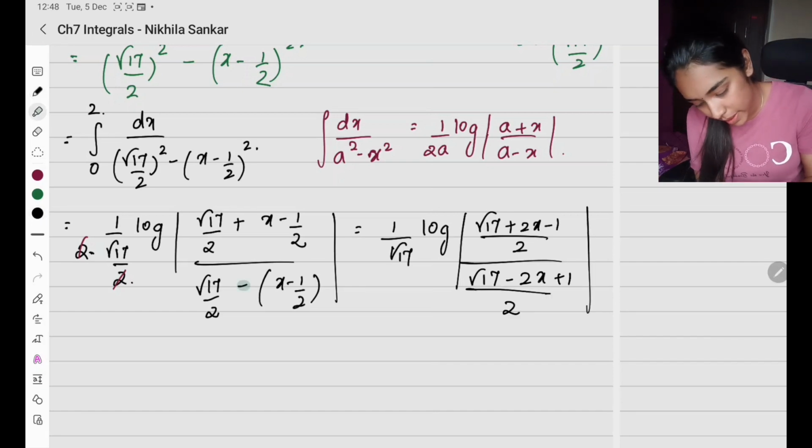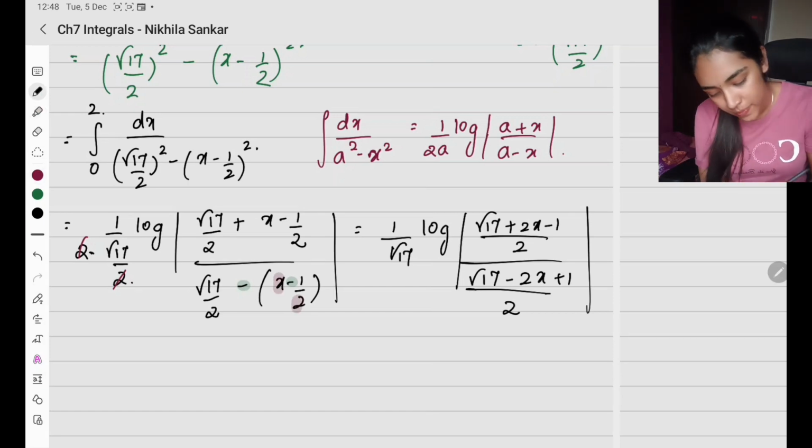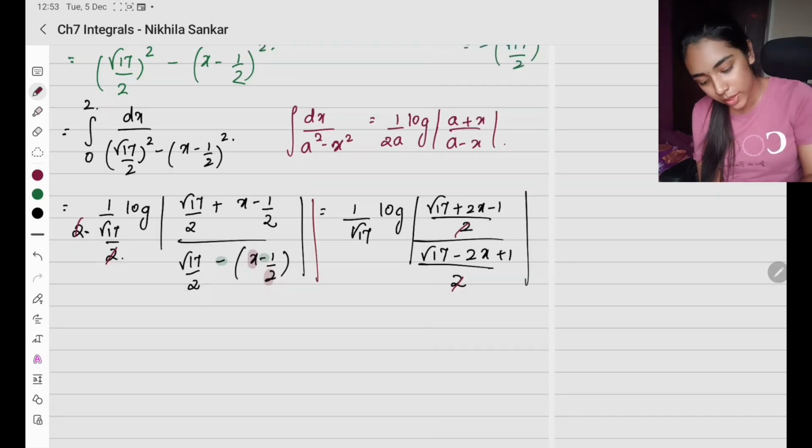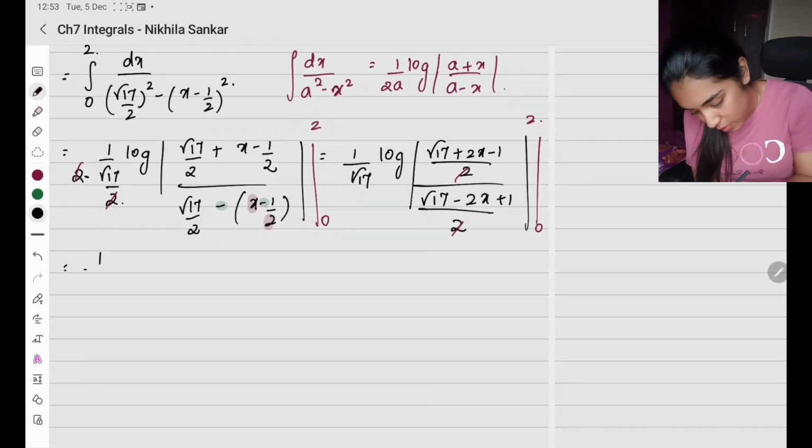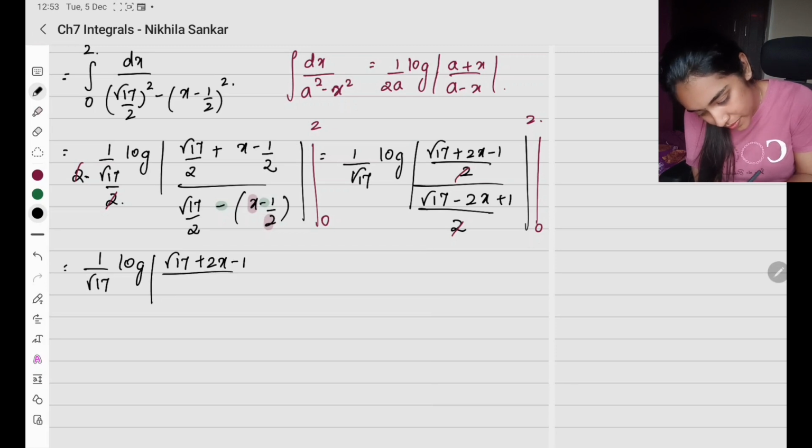Did you understand? For this minus, the LCM is 2, so it becomes 2 times x. So I have this 2 and this 2 getting cancelled. Remember, you have to take your limits from 0 to 2. So from 0 to 2. So what do I have here? I have 1 by root 17 log mod root 17 plus 2x minus 1 divided by root 17 minus 2x plus 1 from 0 to 2.